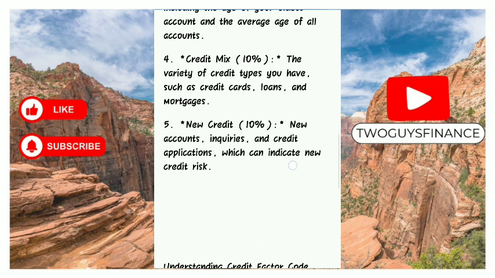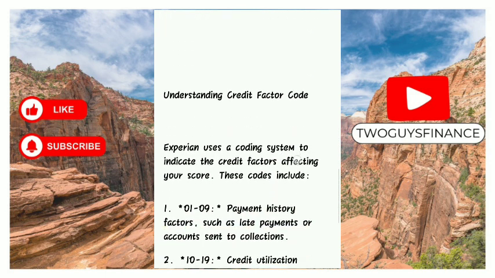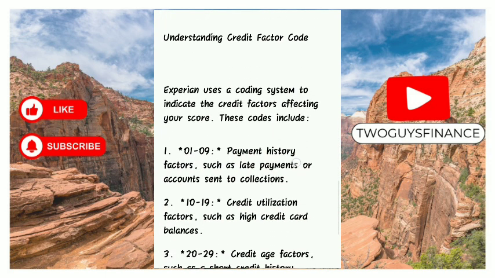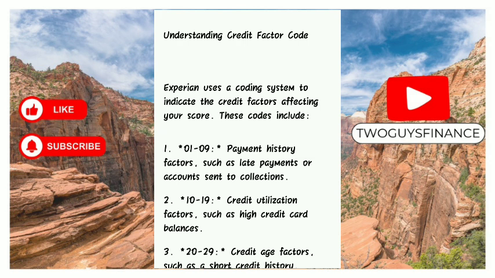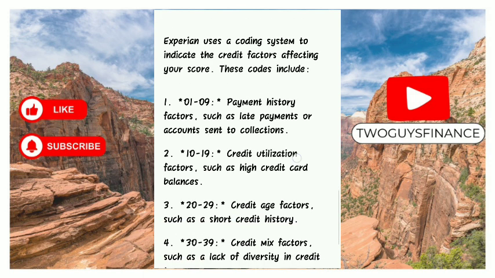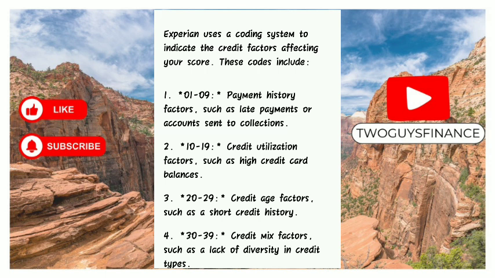new credit risk. Now, when it comes to understanding credit factor codes, you need to know that Experian uses a coding system to indicate the credit factors affecting your score. These codes include 01 to 09, and that's the payment history factors, such as late payments or accounts sent to collections. Then 10 to 19 are the credit utilization factors, such as high credit card balances.